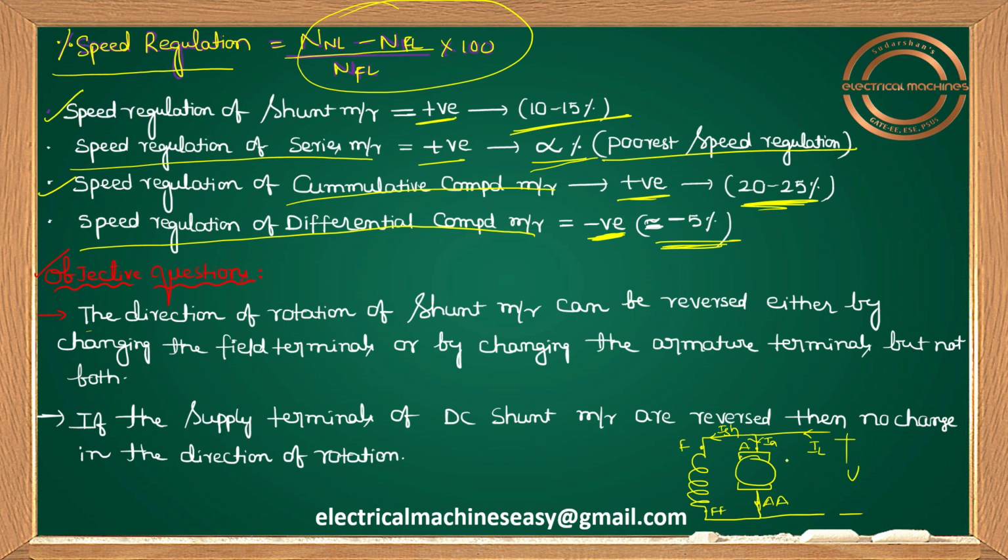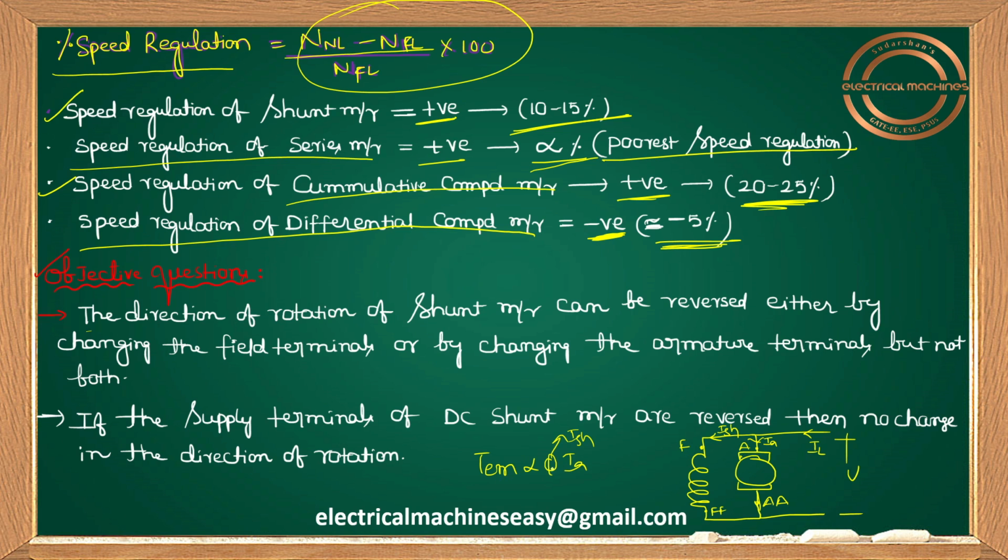So guys, try to understand. You know the formula: torque is proportional to flux into IA. This flux depends on the ISH value. So if you want to reverse the direction of rotation of a shunt motor, that is possible by reversing the shunt current or the armature current, but not both. Reversing the shunt current is possible by changing the field winding terminals. Reversing IA is possible by changing the armature terminals.